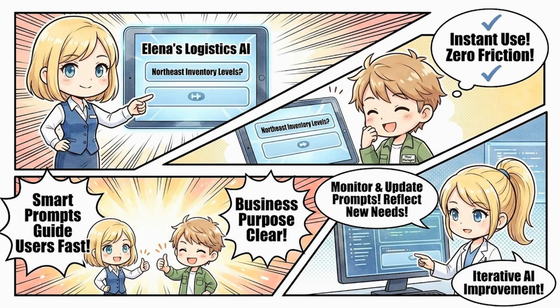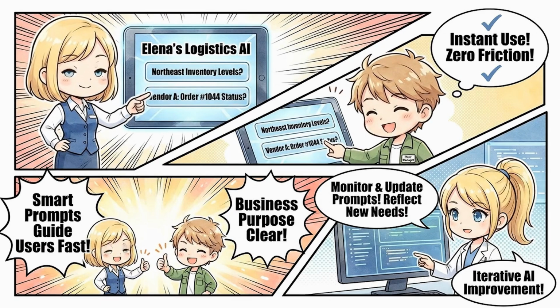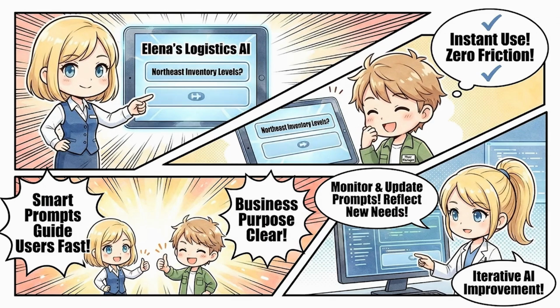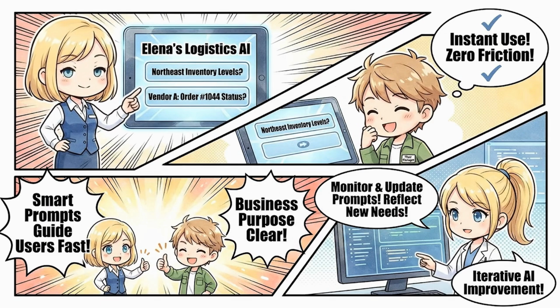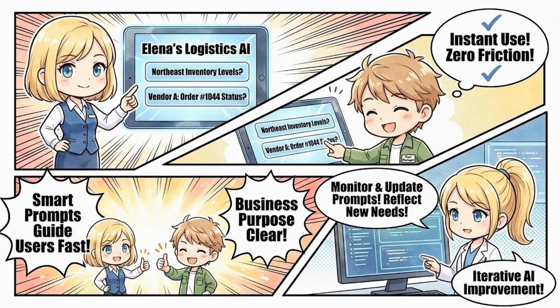For Elena's logistics assistant, she could configure prompts like, summarize the current inventory levels for the Northeast warehouse, or draft an email to vendor A requesting a status update on order number 1044. When a floor manager opens the agent, they immediately see these buttons. This instantly educates the user on the agent's precise business purpose and drastically lowers the friction of initial engagement.